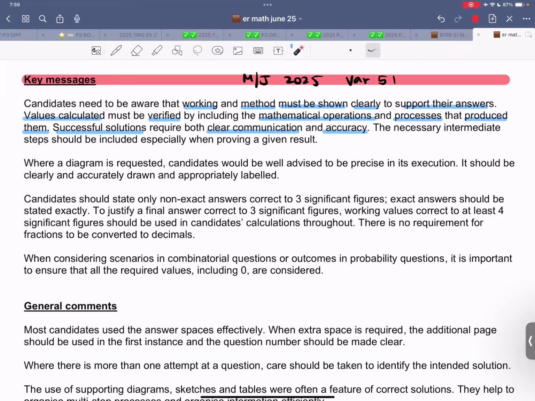That means if you are clearly communicating it, if you are showing all the mathematical operations, all the processes, the method and the working clearly, and accuracy is taken care of, then that solution will be successful. The necessary intermediate steps should be included, especially when proving a given result. Show that the answer is this. So show all the working.